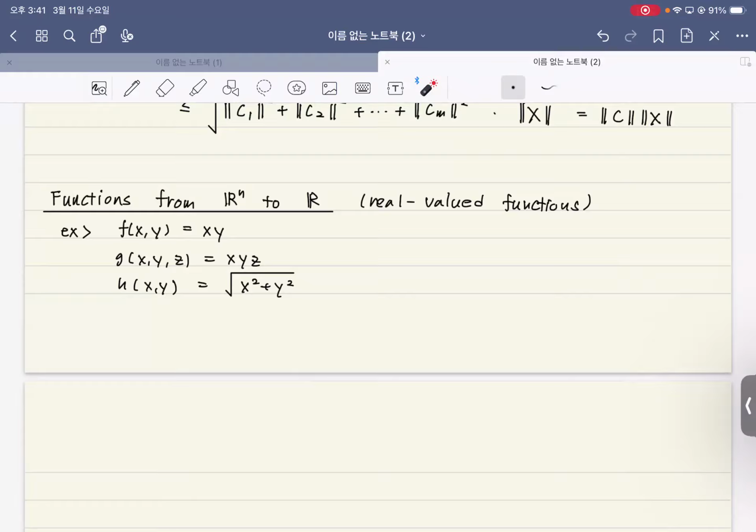Why? Because we are human beings embedded in 3 dimensions. Therefore, in order to draw the graph, we have to draw the dimension of the domain and the dimension of the codomain at the same time. So the sum of the dimension of the domain and codomain cannot exceed 3. Therefore, all the real valued functions whose graph we can draw are functions from R2 to R. Okay.